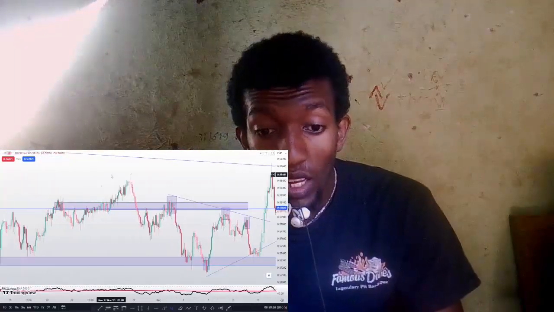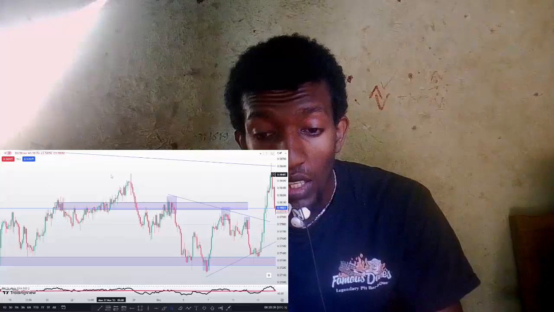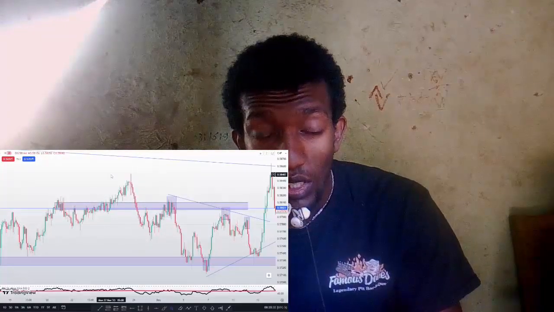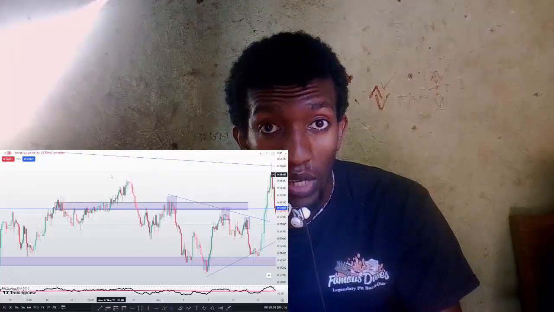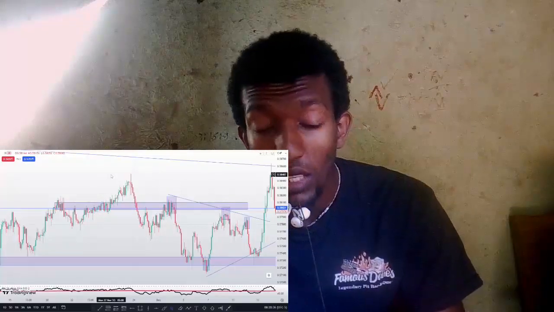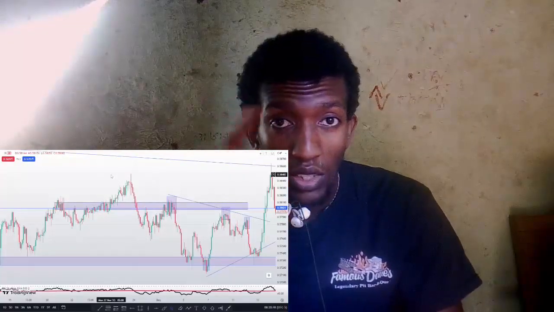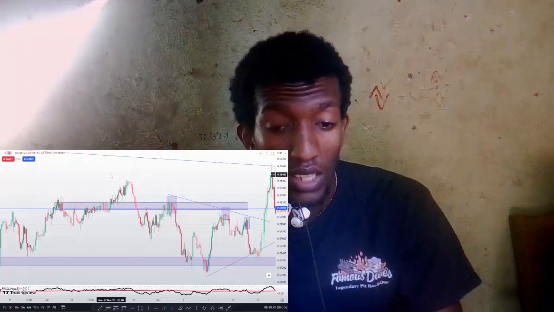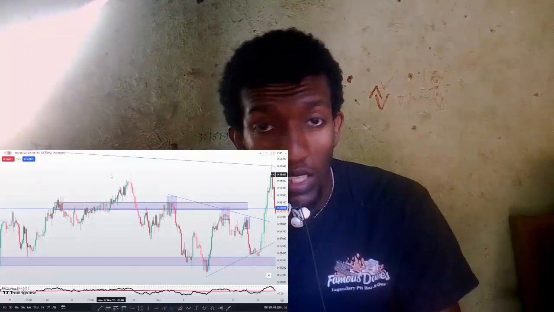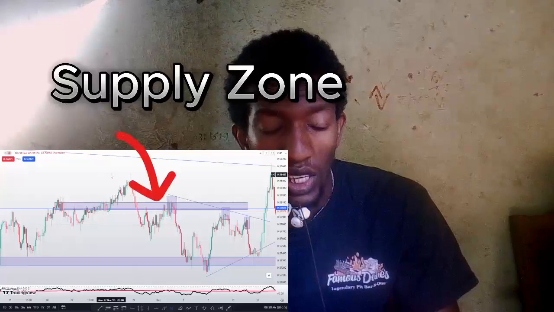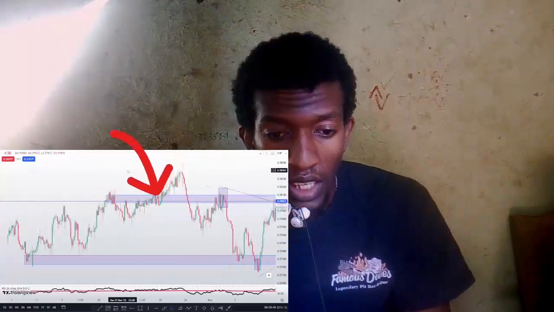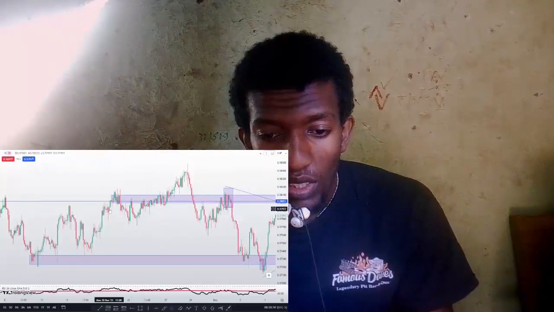Okay, any box that is connecting higher highs is called a supply zone, which means a selling zone. Supply means selling. Just remember SS. If you see SS, they are just selling and supply. They both have the same initials, right? Selling and supply.